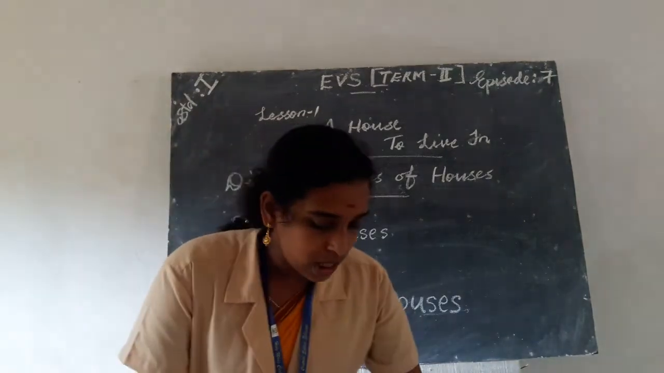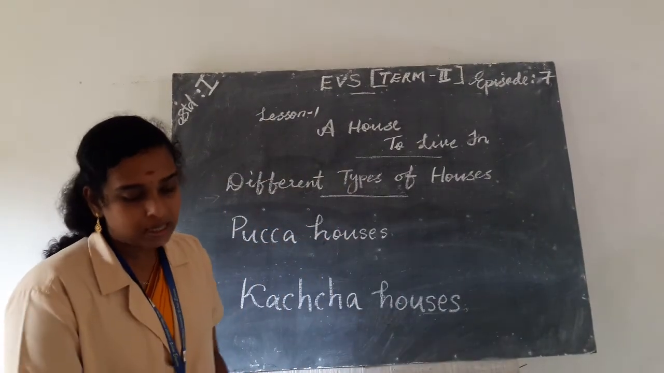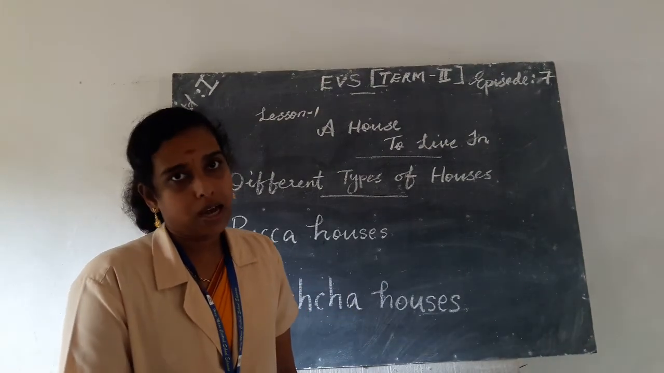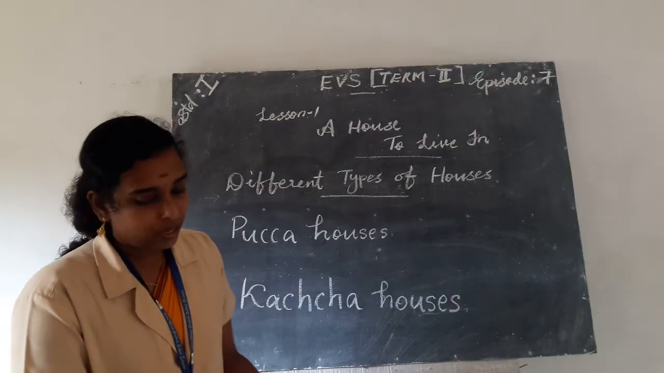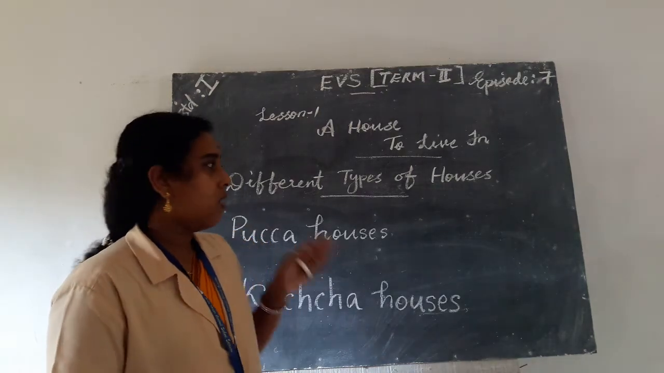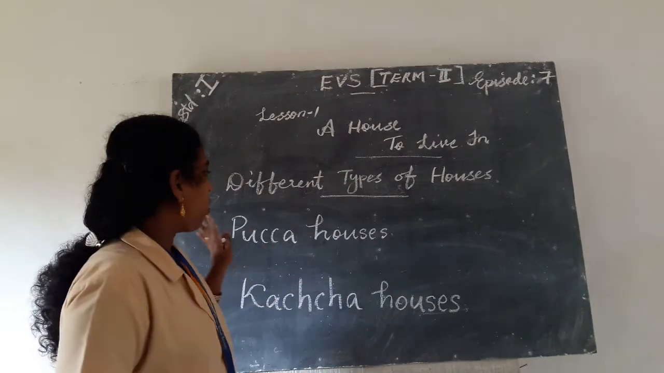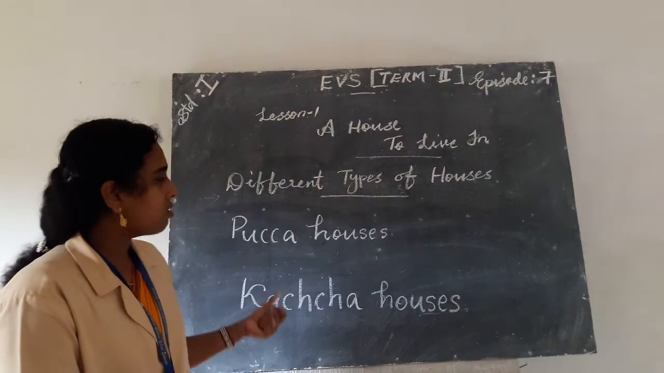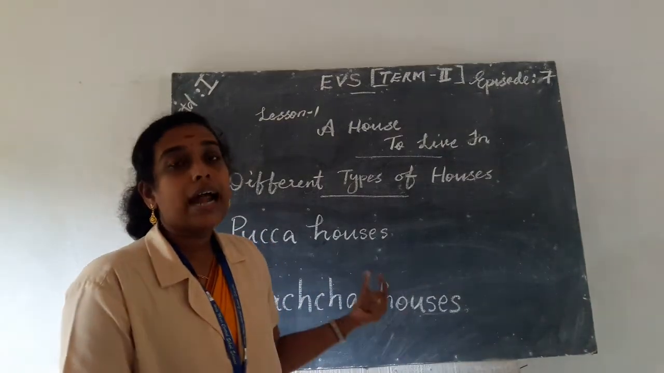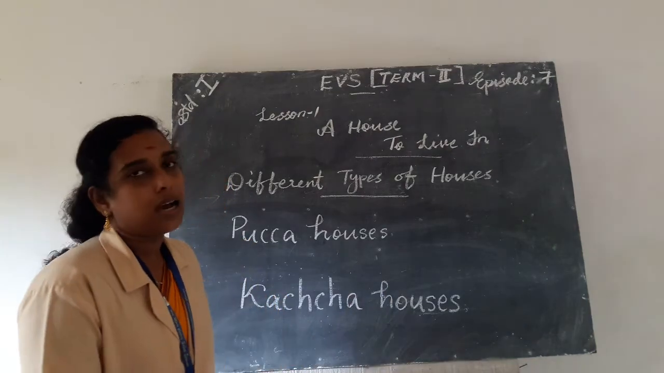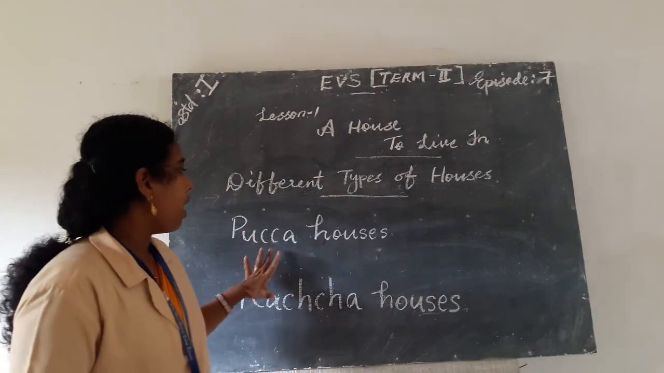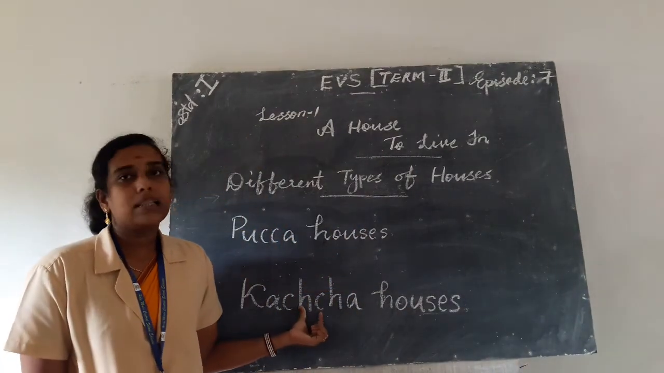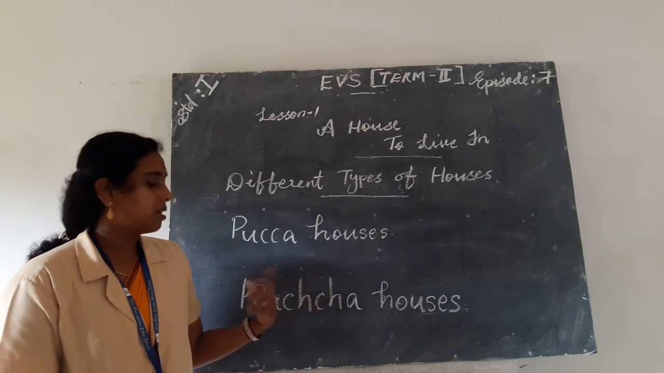And first one is pakka houses. Pakka houses means the cottage, bungalows and apartments are called pakka house. Okay, and we live in a pakka house. And kacha house means hut and mud houses are called kacha house. So bungalow, cottage, apartments are called pakka house, and the hut and mud houses are called kacha houses.